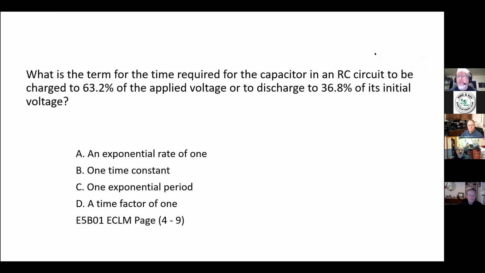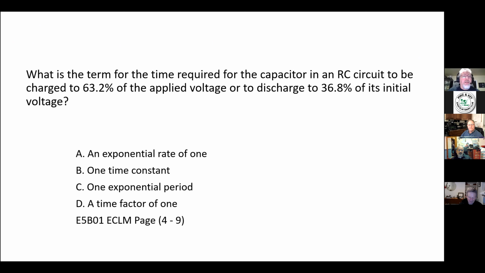And I need to move this over so I can read the screen. Hang on real quick. Got another pop-up. Okay. Sorry about that. First question.